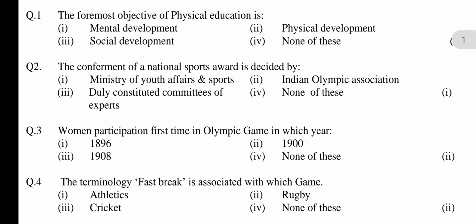Question number 2. The conferment of a national sports award is decided by: option first, Ministry of Youth Affairs and Sports; second, Indian Olympic Association; third, duly constituted committees of experts; fourth, none of these. Answer is option first, Ministry of Youth Affairs and Sports.